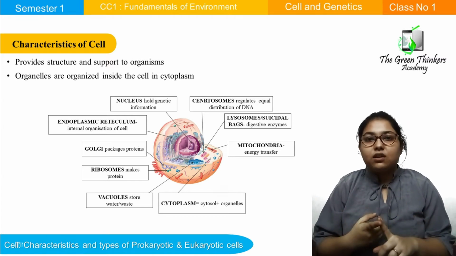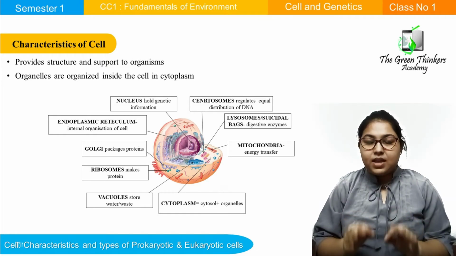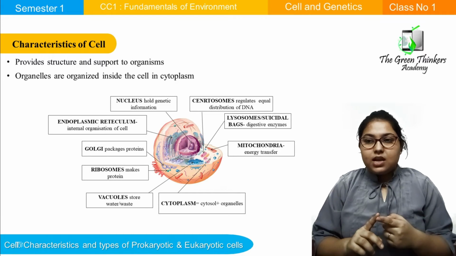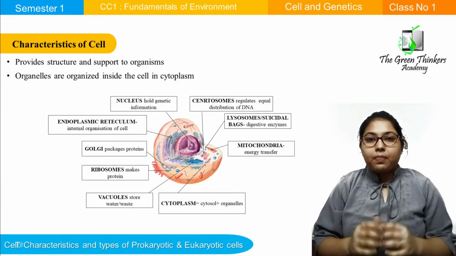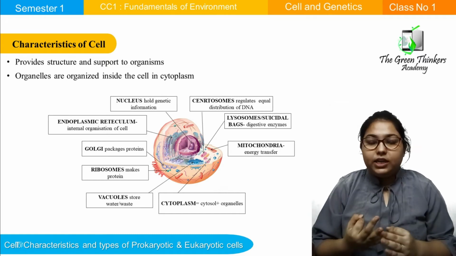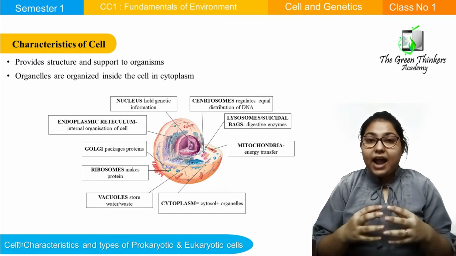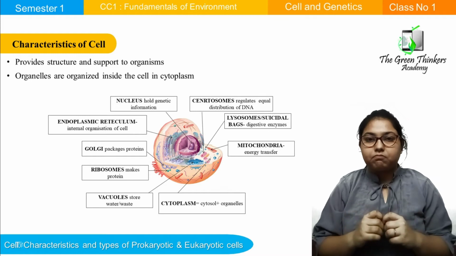So first is the nucleus. It holds the genetic information. Next is the endoplasmic reticulum. It holds the internal organization of the cell. Now third is the Golgi. It packages the proteins and works in coordination with the endoplasmic reticulum.